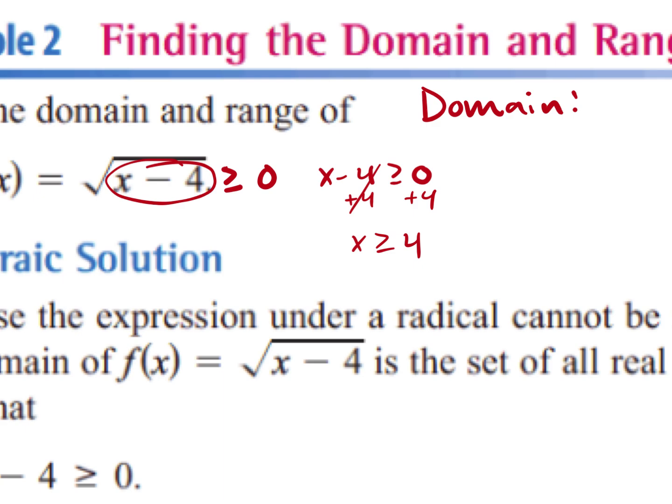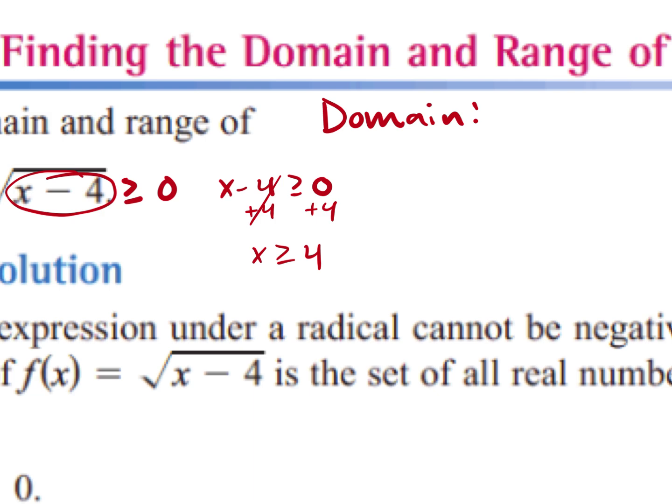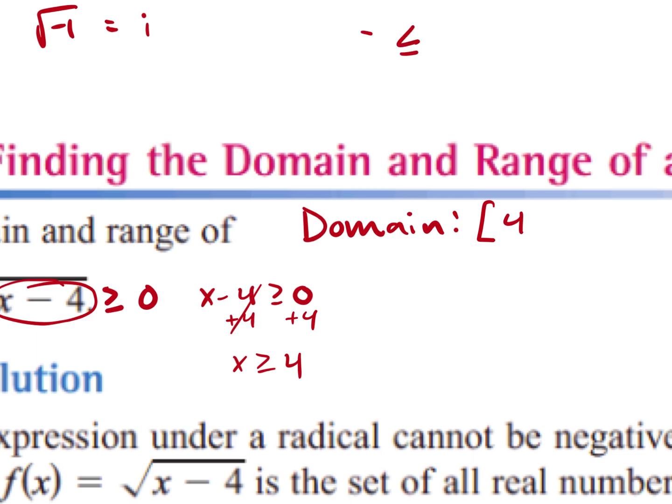So when we write our domain in interval notation, what's the smallest x value that my graph can have? 4. Awesome. Bracket or parentheses? What do we think? Bracket. If you have greater than or equal to or less than or equal to, you'll have a bracket. If you have just greater than or less than, it'd be parentheses. Because the bracket means that you're including that number. If it was just a parentheses, it'd be everything up to that number. So we have bracket 4.